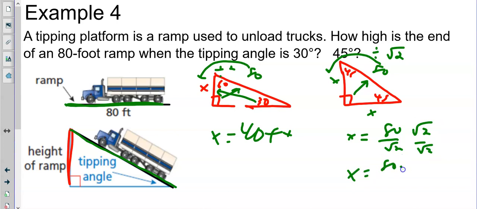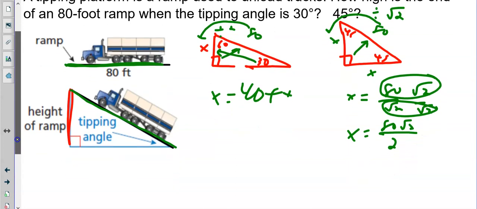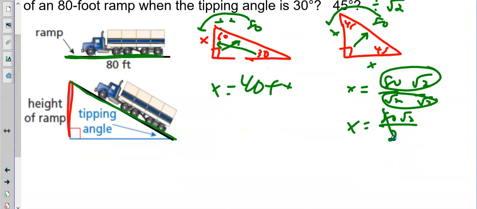That gives me 80 radical 2 on the top. All we do is just pretty much write those. On the bottom, this makes just 2, square root of 4. And then simply, that's going to divide into 80, leaving me 40 radical 2 feet. And since it did not say approximate, I'm going to leave my answer as a radical.